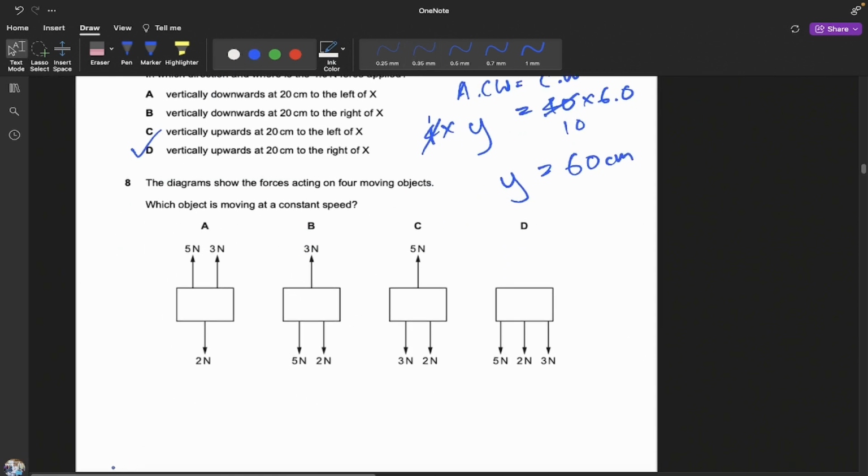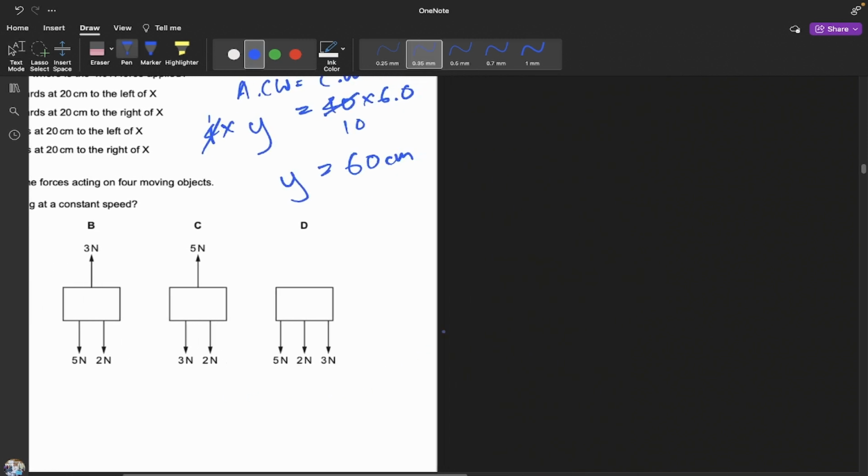Eighth question. The diagram shows the forces acting on four moving objects. Which object is moving at constant speed? Okay, constant speed means no acceleration, right?